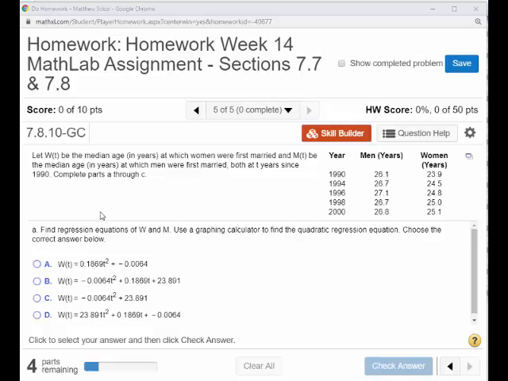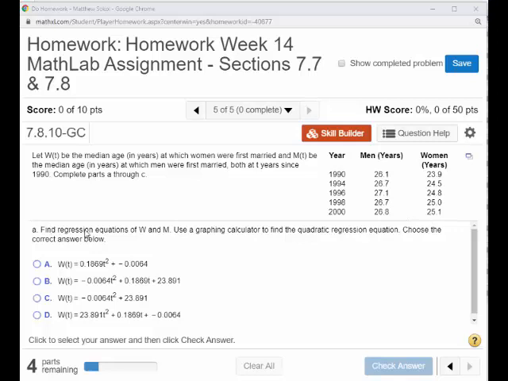Let W(t) be the median age in years at which women first married, and some function M(t) be the median age in years at which men first married. This is both at t years since 1990. If you look over here, I have this table. In the year 1990, 26.1 was the median age at which men married, and it was 23.9 for women. Over time, they've both gone up.